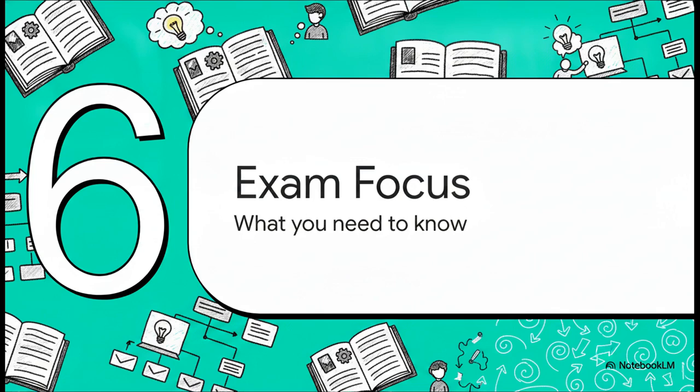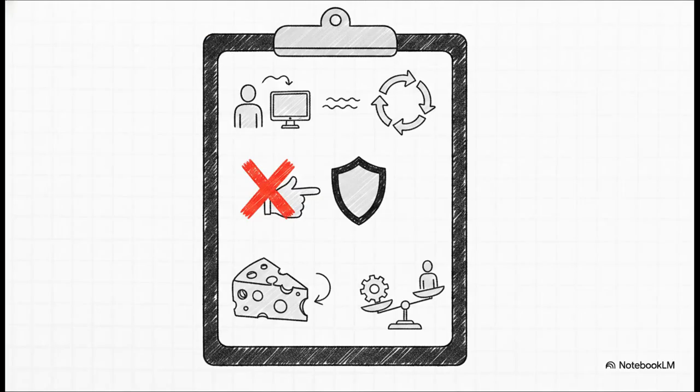Section 6, Summary and Exam Focus. We've covered some fantastic ground today, so here is your final checklist. If you can confidently do these 5 things, you are fully prepared. Number 1, define a socio-technical system. Remember, it's not just tech, it includes the people and policies. 2, list Hollnagel's 4 characteristics: respond, monitor, anticipate, learn.